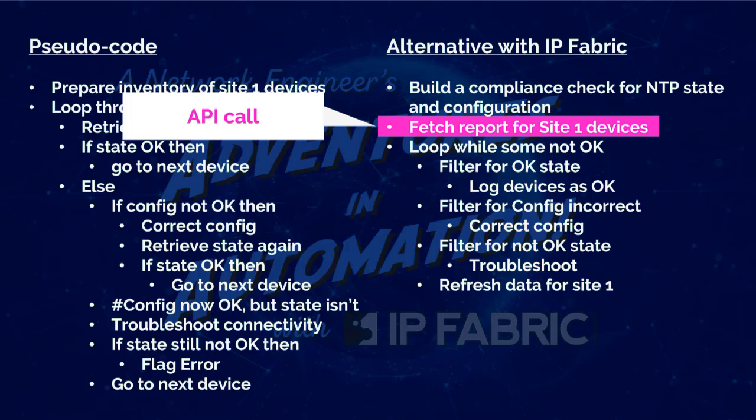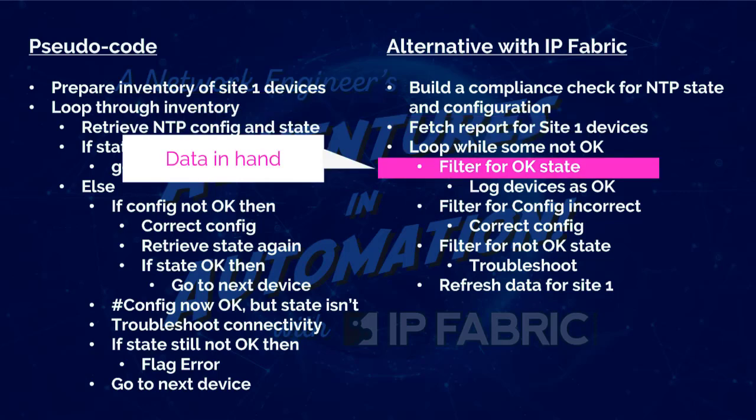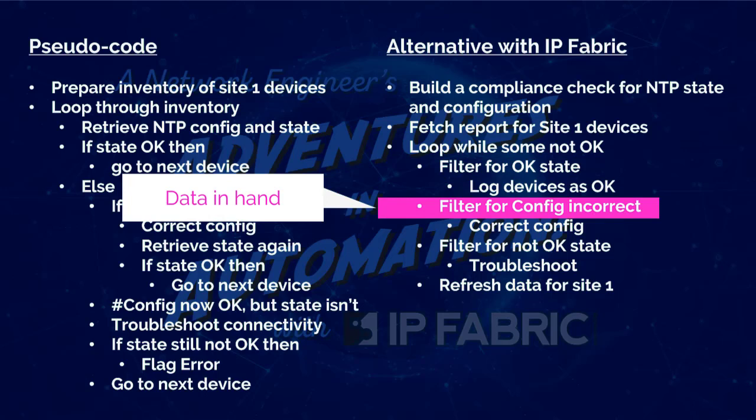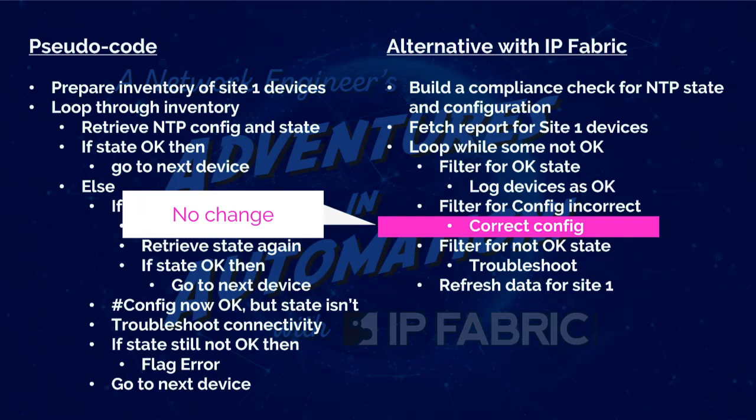And then what we do is we have a different kind of loop. So using the data that we've already got, we can filter out devices, or we can put them into three lists. One where the state is all okay. So we can already check, right, here's a list of all the devices where NTP is good, and we can just log those as okay and move on. We can then check all the ones where the config's incorrect and bring up a list, and then we can pass that list through to have the config corrected and fixed. No change. In that sense, that activity will still look the same.